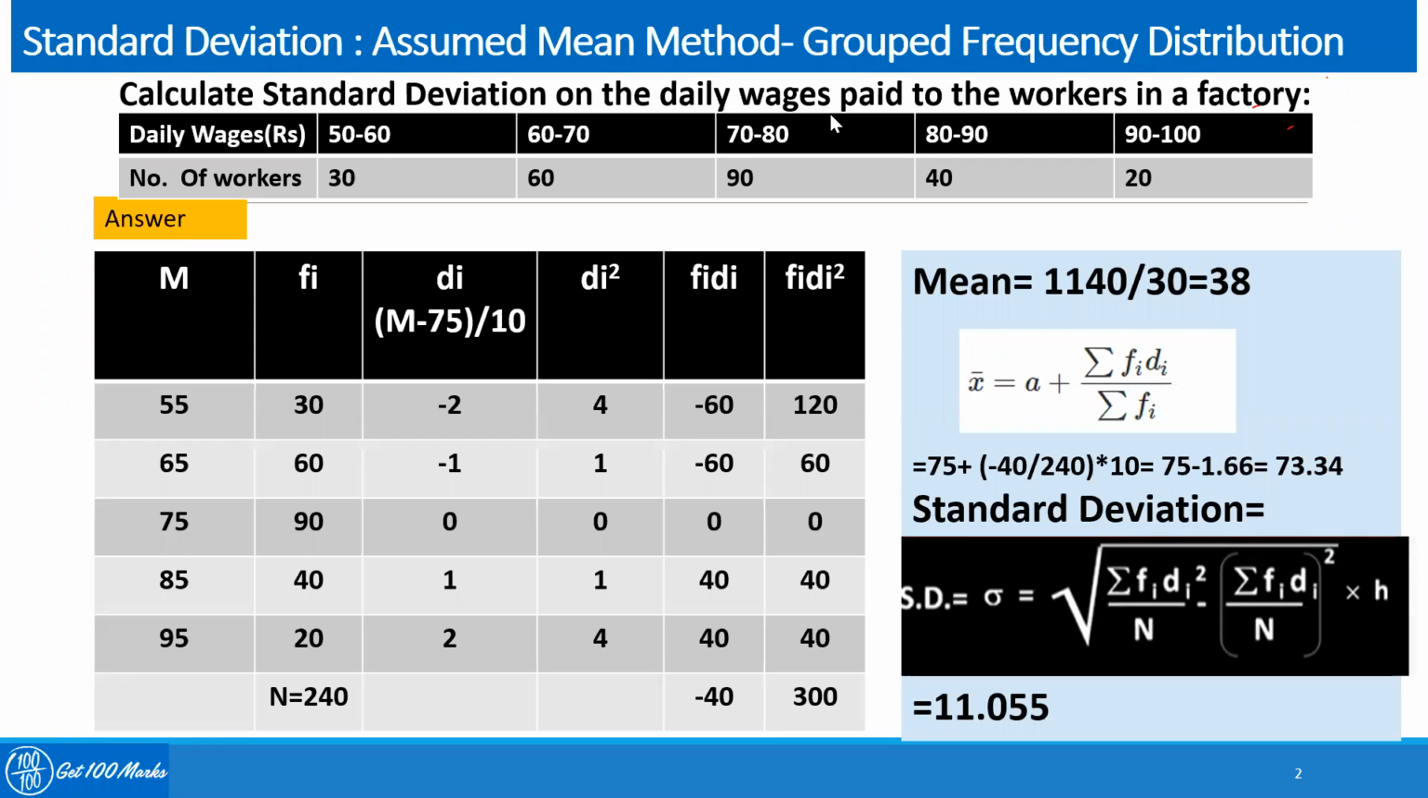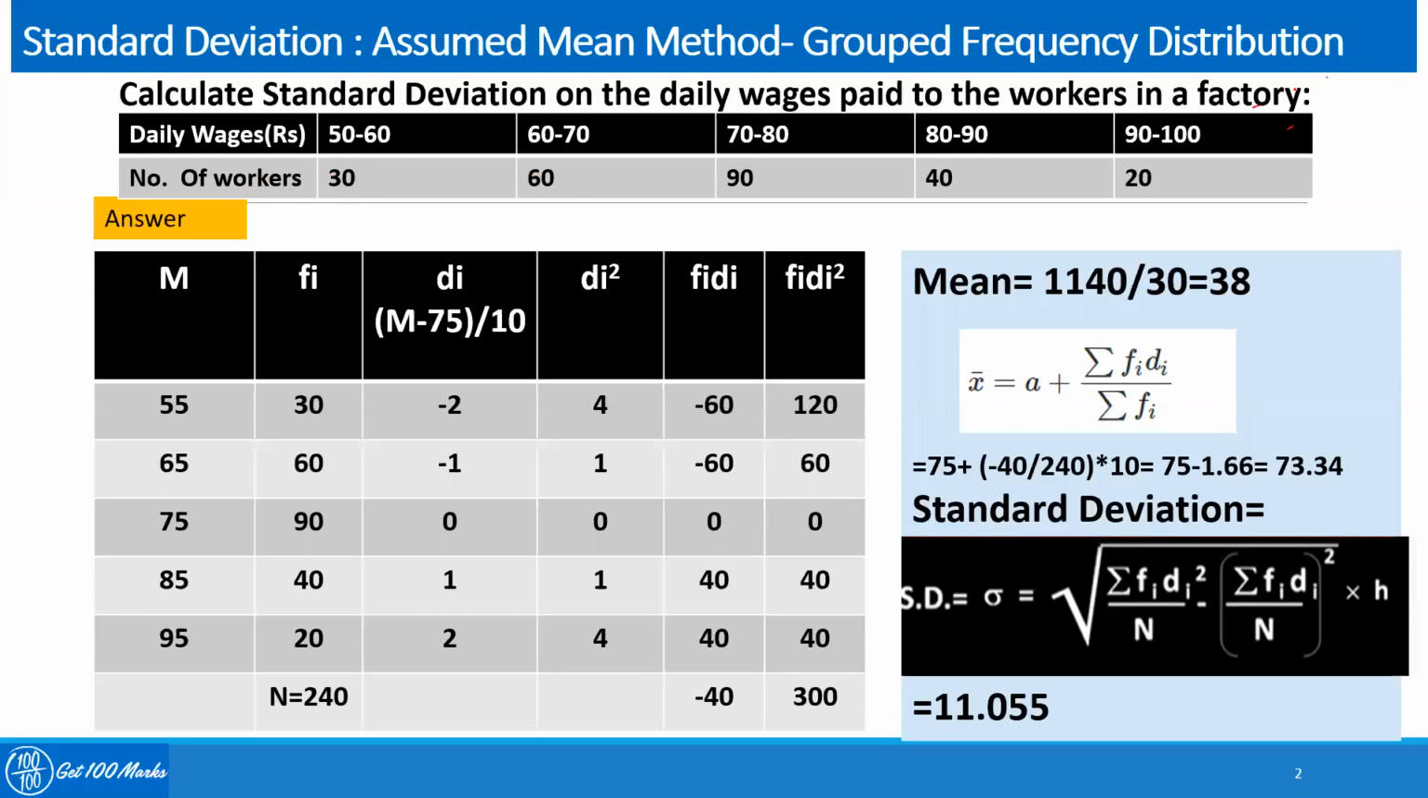So let's just see a question. There is a question on the grouped frequency distribution, which is all about the daily wages of the workers in a factory. It's given in terms of class intervals, like 50 to 60 rupees, number of workers 30, 60 to 70 rupees, number of workers 60, like that. We have to calculate the standard deviation.